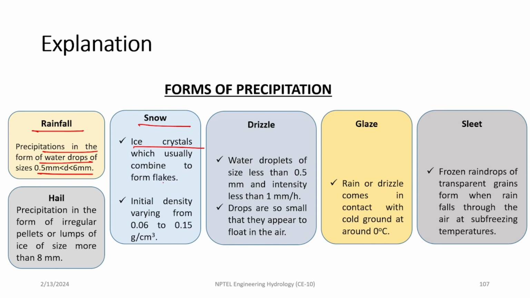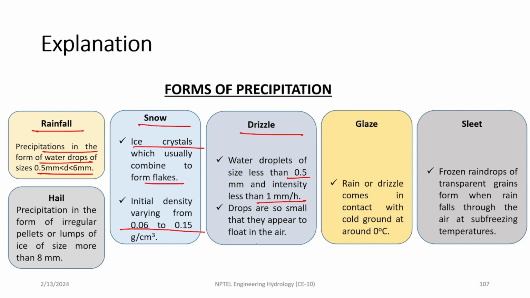They are getting combined to form flakes. And one more important point is that their density may vary between 0.06 to 0.15 gram per centimeter cube. Now if you talk about drizzle, then it is water drops of size less than 0.5 mm and intensity approximately 1 mm per hour that cause a drizzle.